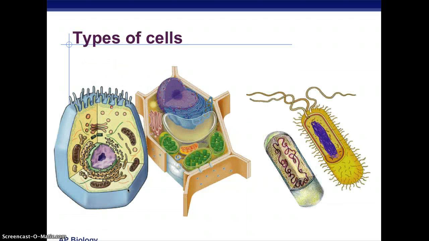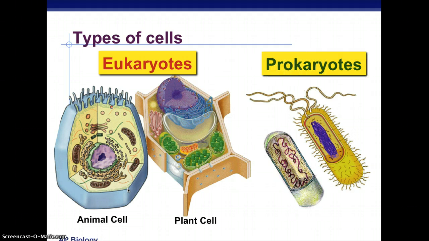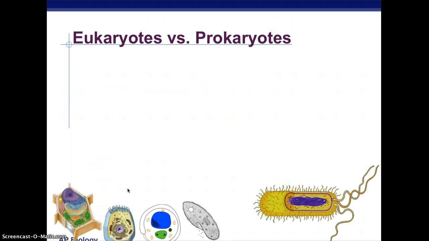Types of cells. So there are two main types of cells. There are eukaryotes, which are things like animals and plants and fungus and protista. Then the other category are called prokaryotes. Prokaryotes meaning the first cells. And those are all bacteria. So bacteria are prokaryotes. Everything else is going to be eukaryotic. The way to remember that is you are eukaryotic.